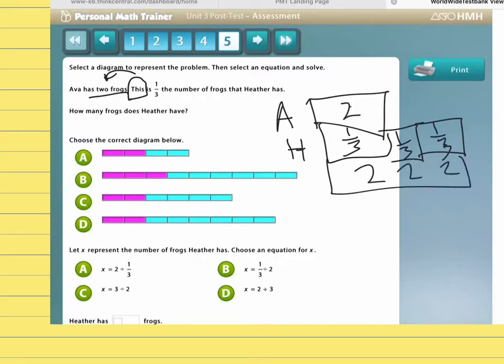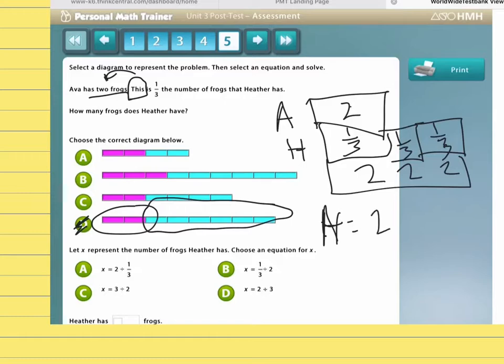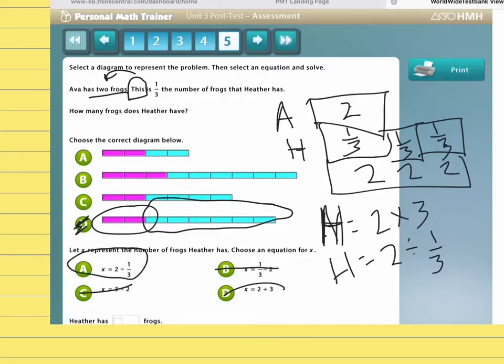So let's take that information. Let's look for a model that applies. You can see that D has 6 for Heather, 2 for Ava. So D is the correct model. Now, what equation would we use? I like to say, well, Heather, x equals 2 times 3, or you could say Heather, if you use the keep change flip, equals 2 divided by 1/3. So that's the keep change flip. You're looking for an answer here that would give you 6. This would not give you 6. This would not give you 6. This would not give you 6. This is the only one that gives you a result of 6. So she has 6 frogs.